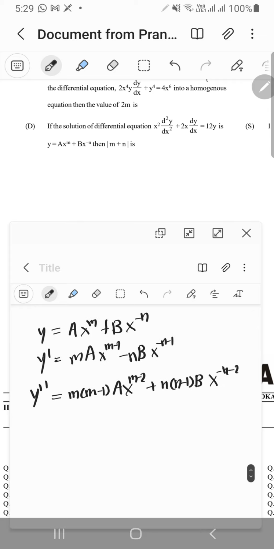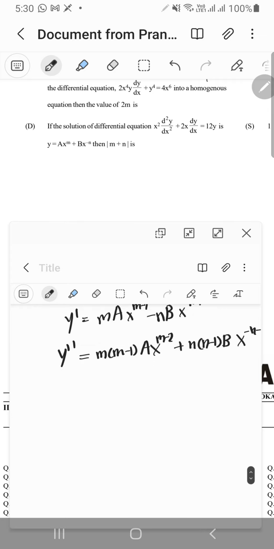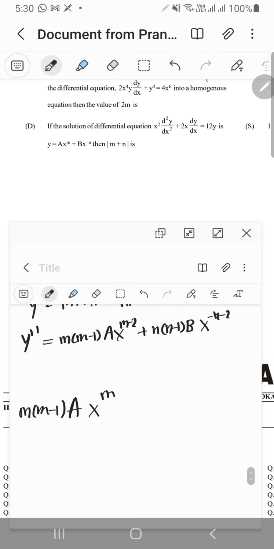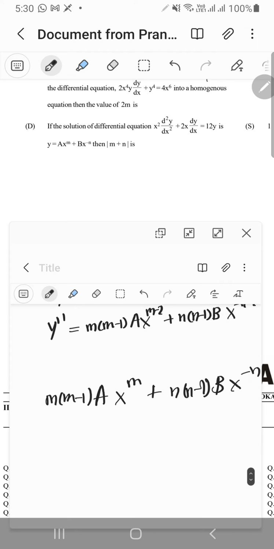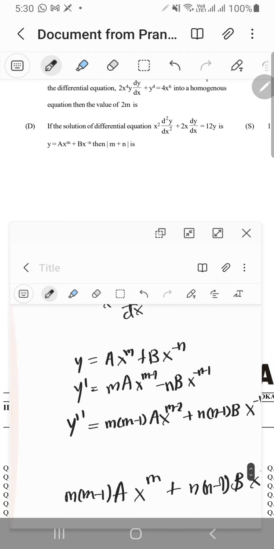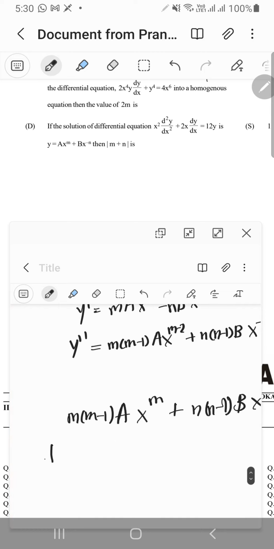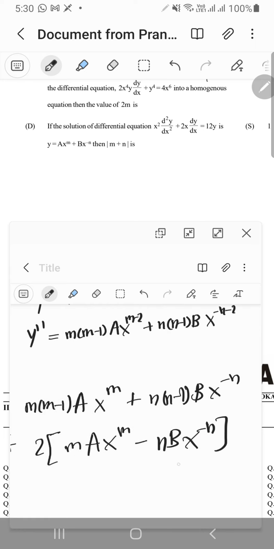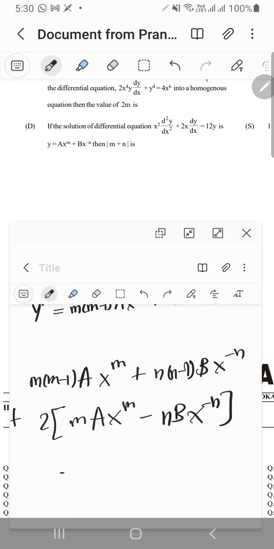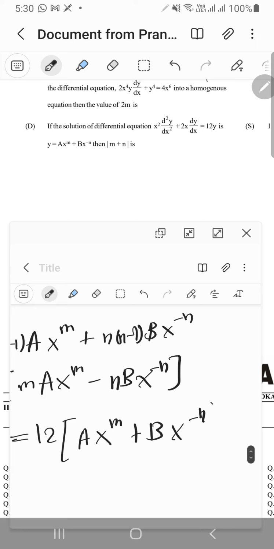Yeah, let's do this. So I'm going to put this inside. That's like x squared. It's just going to be m into m minus 1 times a x to power m plus n into n minus 1 b x power negative n, plus 2x dy by dx. So plus 2 times m into a x power m minus n into b x power negative n equal to 12y, so equal to 12 times a x power m plus b x power minus n. Fine.